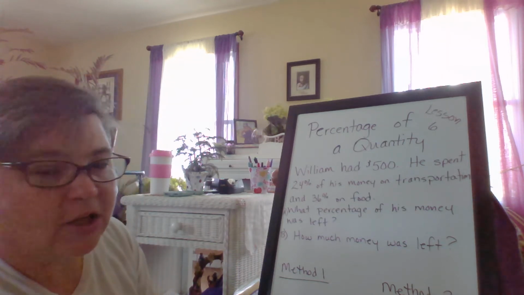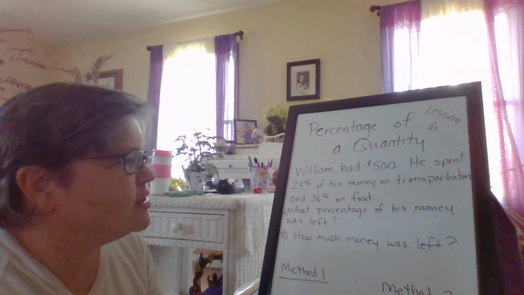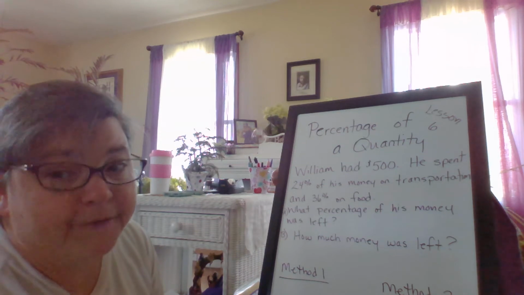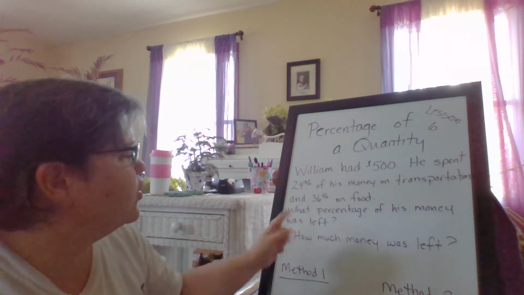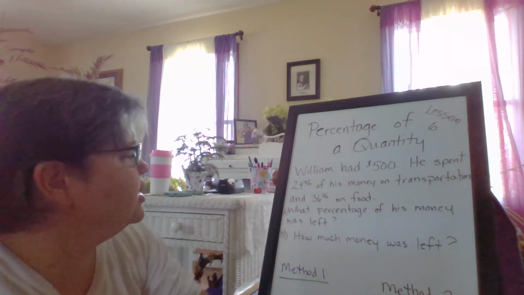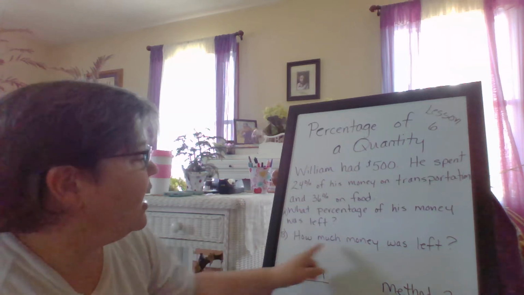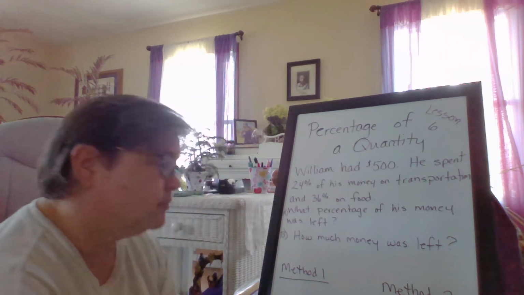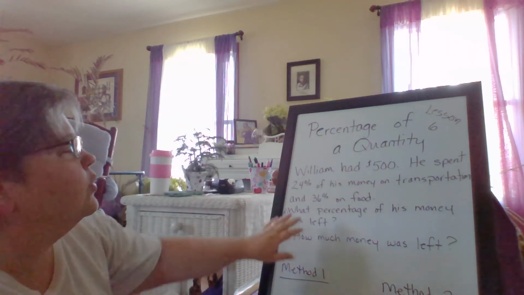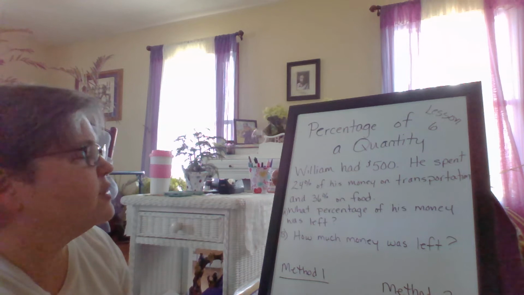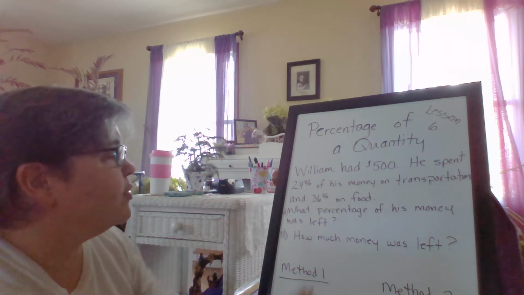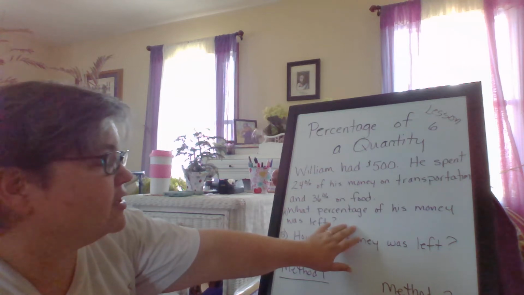William had $500. He spent 24% of his money on transportation and 36% on food. So we have two questions. What percentage of his money was left and how much money was left? Two very different things. First off, we have 24% and 36% that he spent.